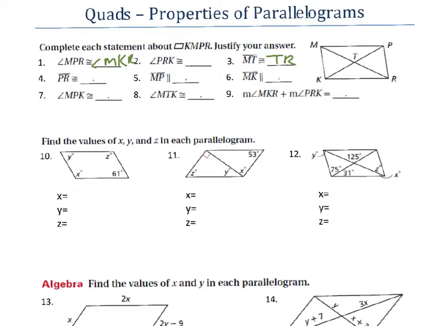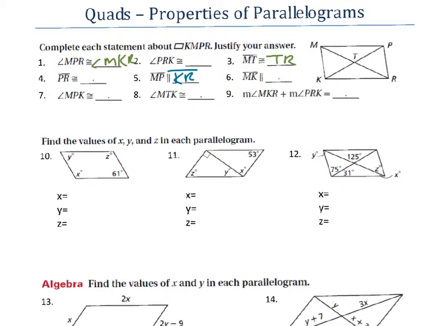Okay, then it says number 5, MP is parallel to what? Well, by the very definition, it should be parallel to the opposite side. So that would be KR.